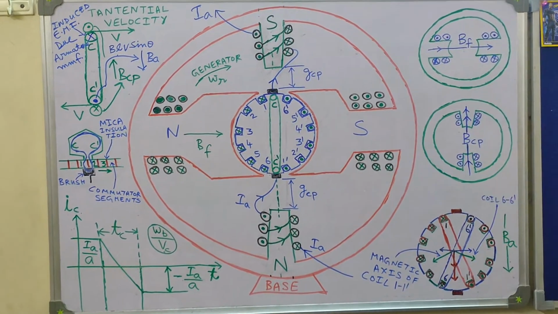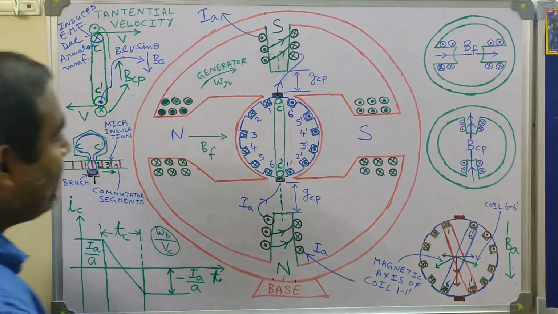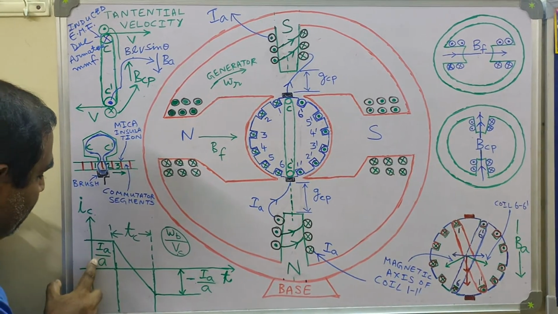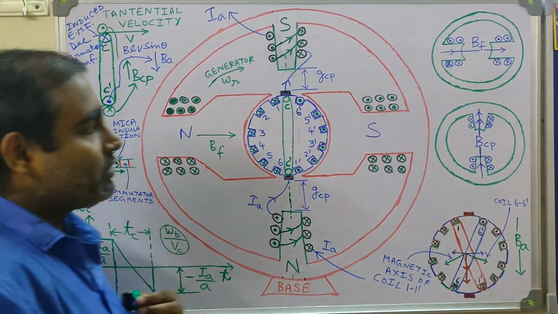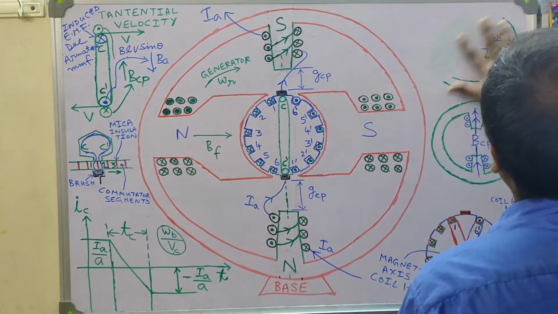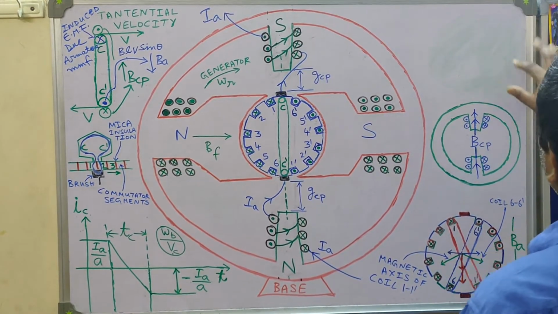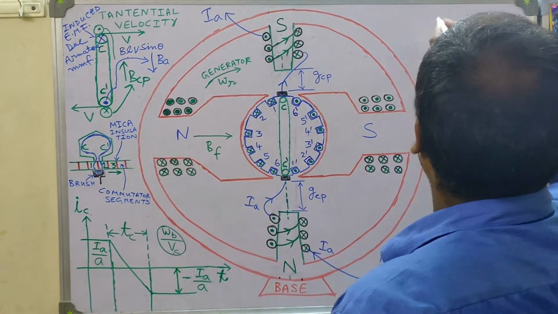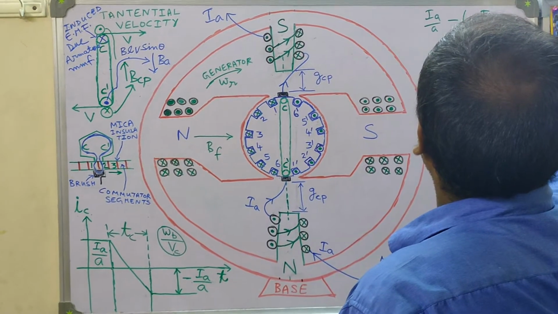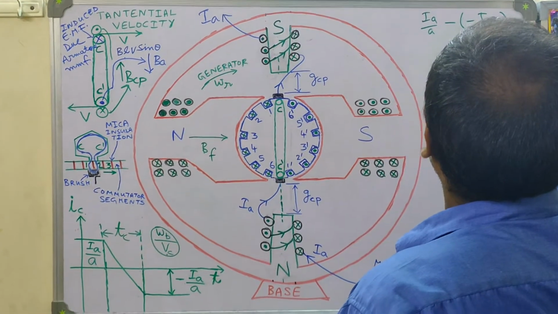What is that? You see, when the coil is undergoing commutation, the coil current is getting reversed from IA by A to minus IA by A. So if somebody asks what is the change in current? Obviously the change in current will be IA by A minus, inside bracket, minus IA by A, that means it will be 2 IA by A. So this is the change in current, this is delta I.